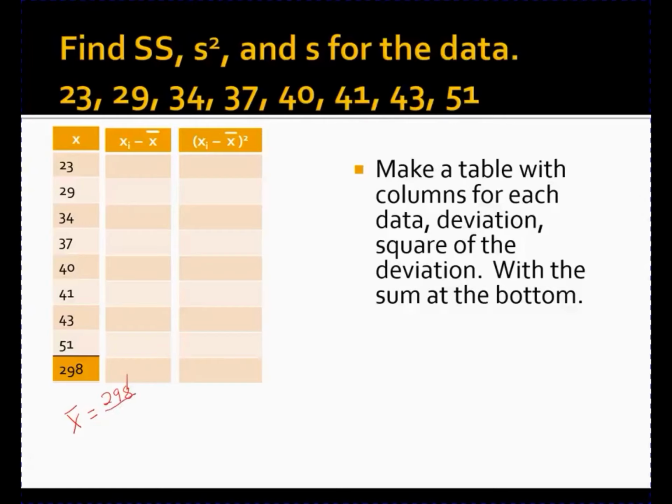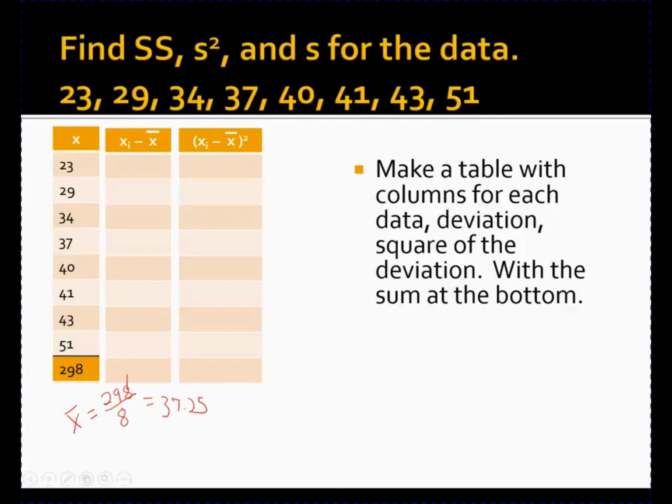298 divided by 8 is going to give us our mean. You can figure out what that is equal to. 298 divided by 8 is 37.25. So that's our mean, our average of all those values.